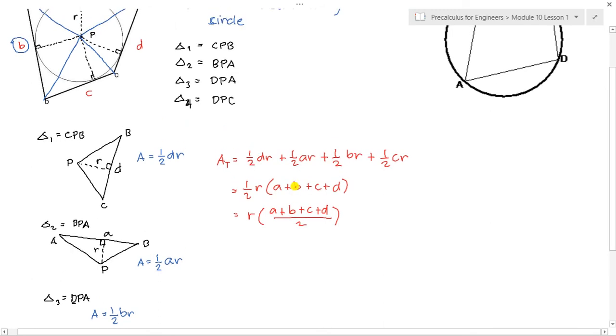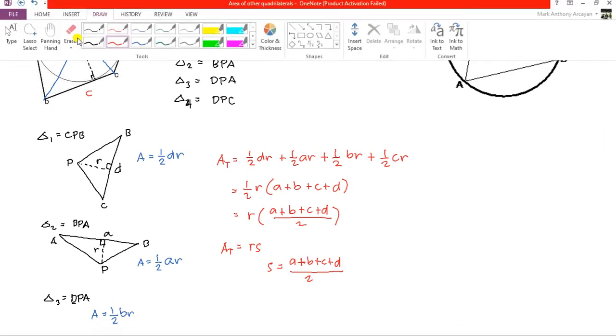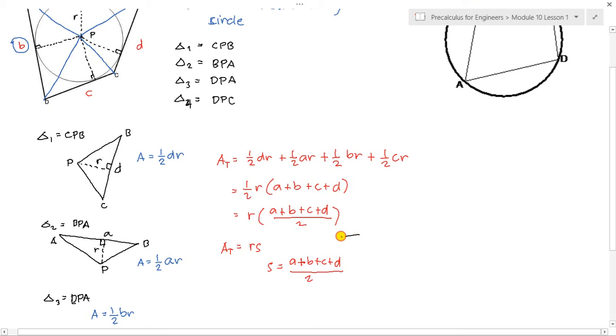What is that? That is just equal to, what? Okay, equal to the semi-perimeter. So that is R times S, wherein S is equal to A plus B plus C plus D divided by 2. So that is it, class. This is the formula for a quadrilateral. Even if the shape varies, as long as it circumscribes a circle with a given radius R.